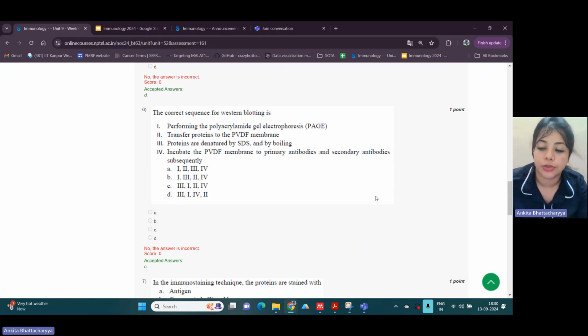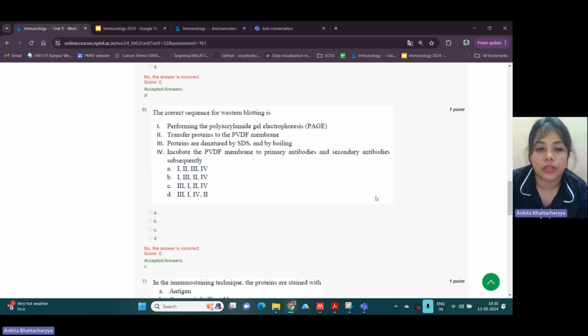So whenever a reducing condition is not a problem. Say, for example, if you want to get some functional enzyme as the output, then adding beta-mercaptoethanol can actually be dangerous. It can affect the overall structure and therefore should be avoided. So in step 4, we were asked that you incubate the PVDF membrane with primary antibodies and secondary antibodies subsequently. That is certainly a correct option, and that happens fairly towards the end.